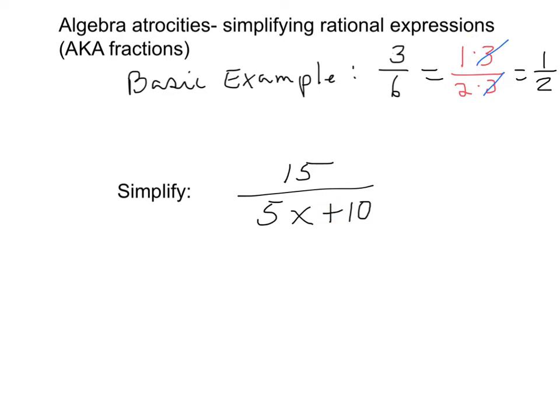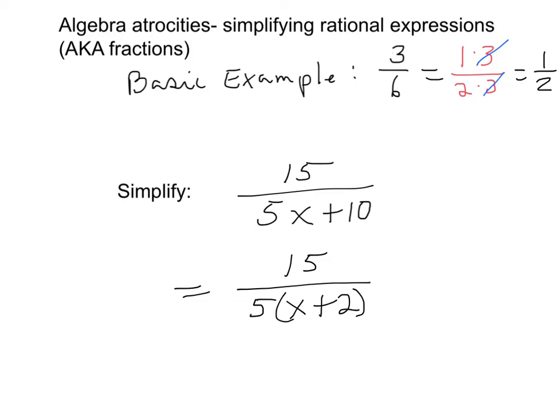And remember, we want it to be multiplication in between, like our basic example here with 3 over 6. So what we can do is take the denominator and factor it, and the only factoring method for this binomial is a GCF. So the common factor between 5x and 10 is a 5, and that would leave me with x plus 2 still on the inside, and then I still have my 15 in the numerator.